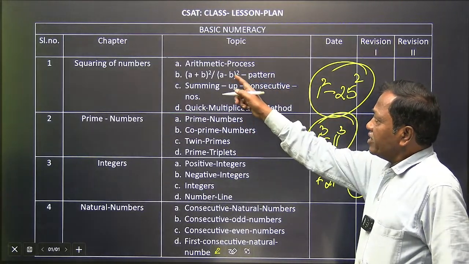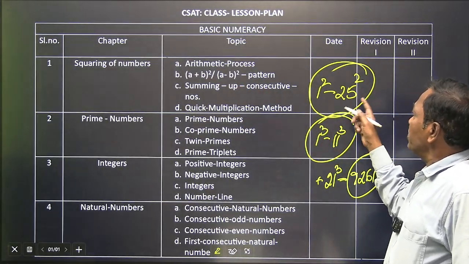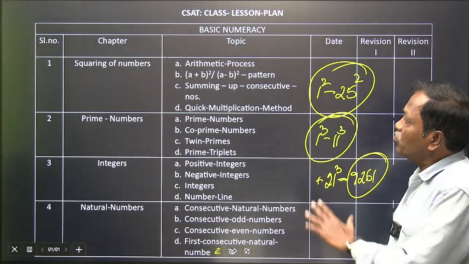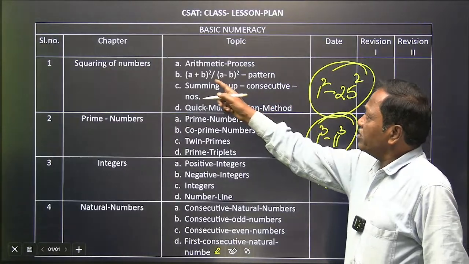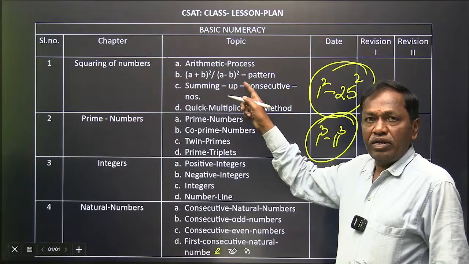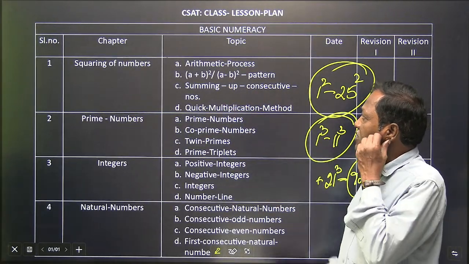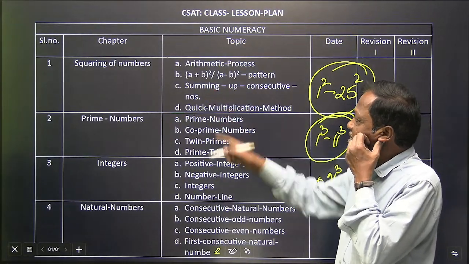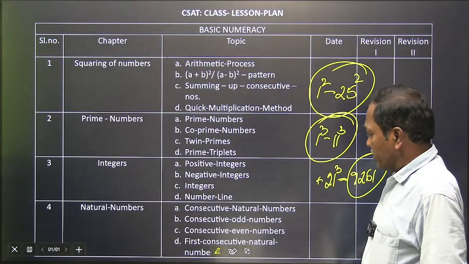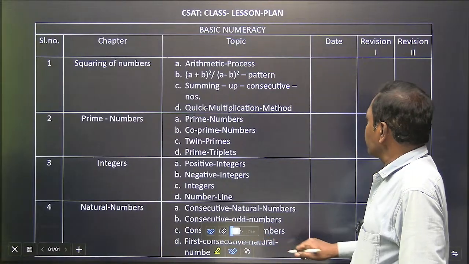Again, what are the ways of solving this? If you see a question like 26 square, 27 square, 28 square, 95 square, how to do that? One way is the arithmetic process. Another is a plus b whole square or a minus b whole square, summing of consecutive numbers, and quick multiplication method. The first two are known to many people; the quick multiplication method you may not know, and let us see how it can be done. I will give some examples.